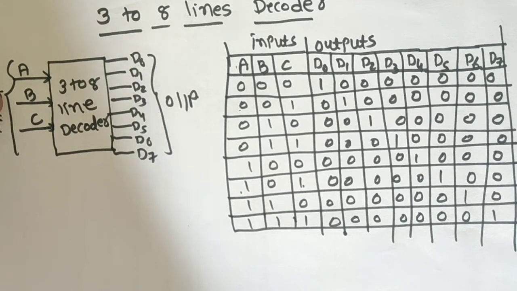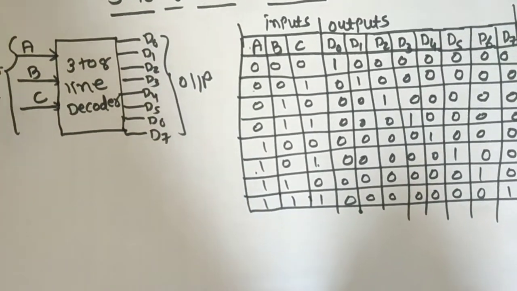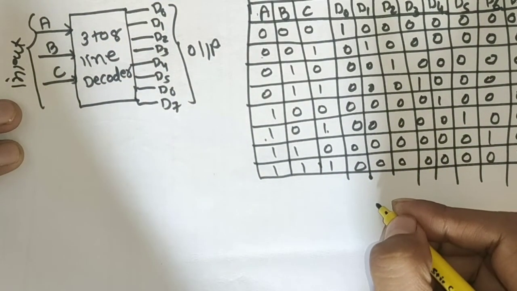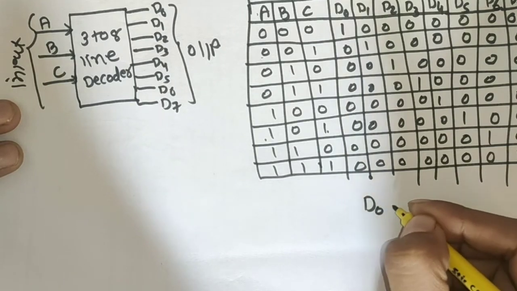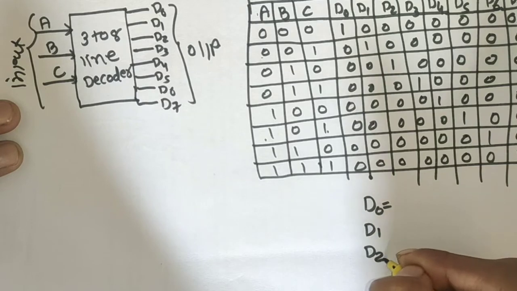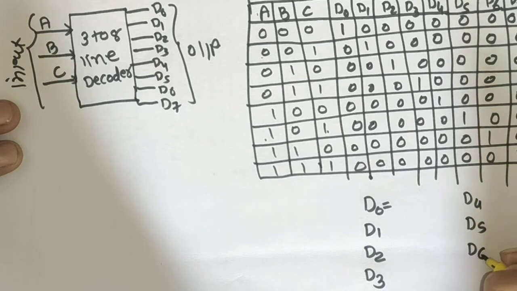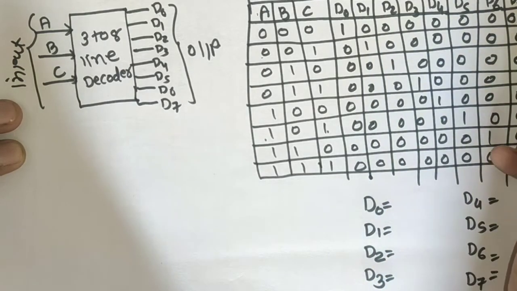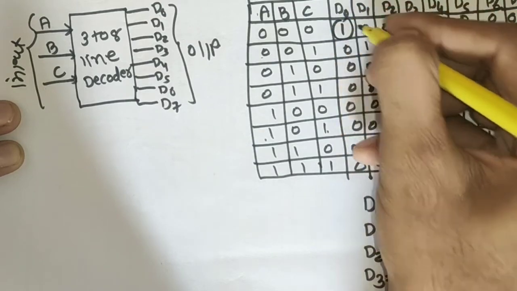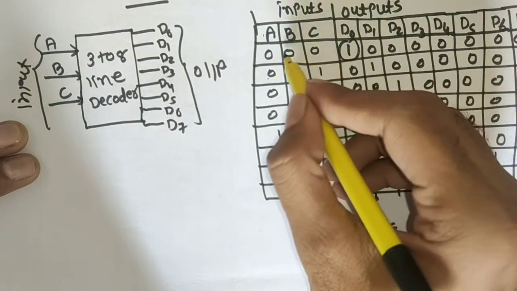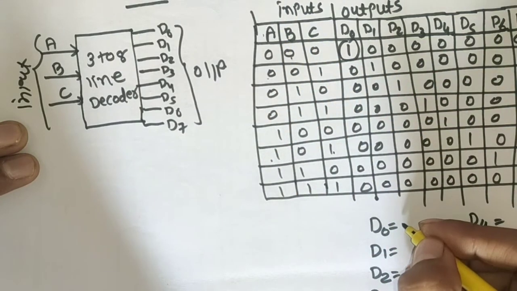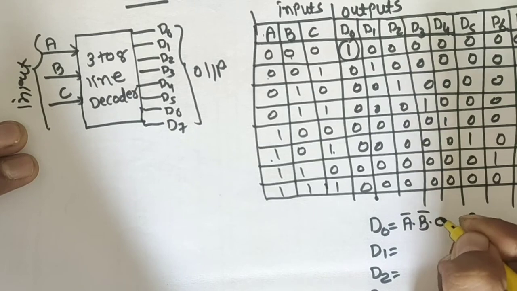Now using this truth table, we can find the equation of D0 to D7 outputs. So first one is D0, then D1, D2, D3, then D4, D5, D6 and D7. Now I have to find the equation of D0. This is D0 and only a single time it can be 1, right? Single time. So the input of this is A is 0, B is 0 and C is 0. 0 can be represented with the complement: A bar dot B bar dot C bar.